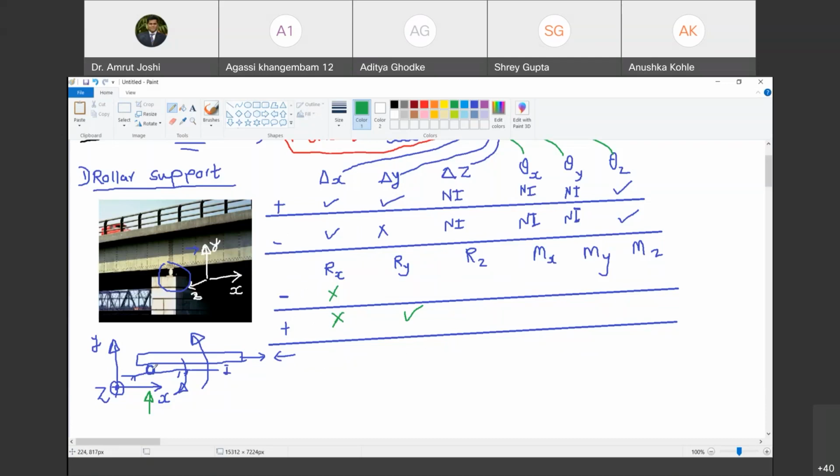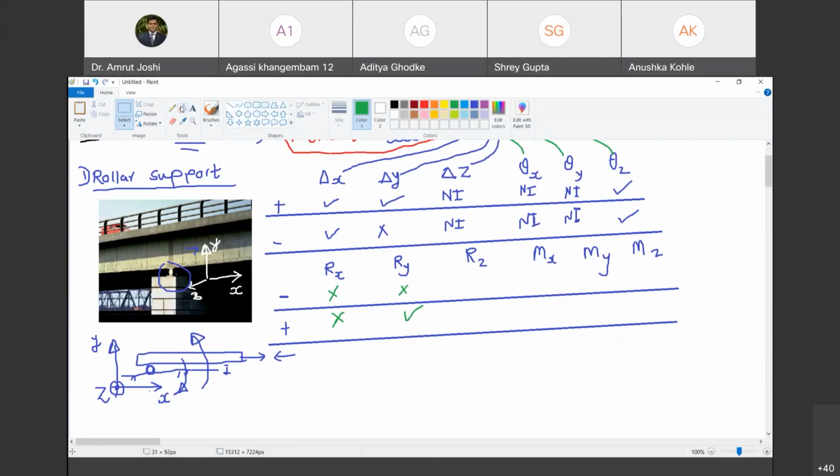Okay. Now, what can you say about delta y positive? It is freely allowed. So as it is freely allowed, that means there is nothing to pull the notebook down. So that means negative Ry cannot be offered. Happy? Yes, sir. Great. Now, can you extend this logic for theta z? चलो theta z के लिए, theta z is freely possible in clockwise as well as anti-clockwise sense.